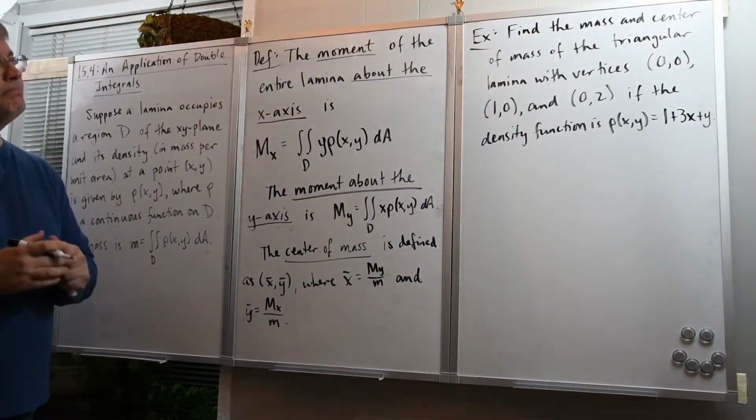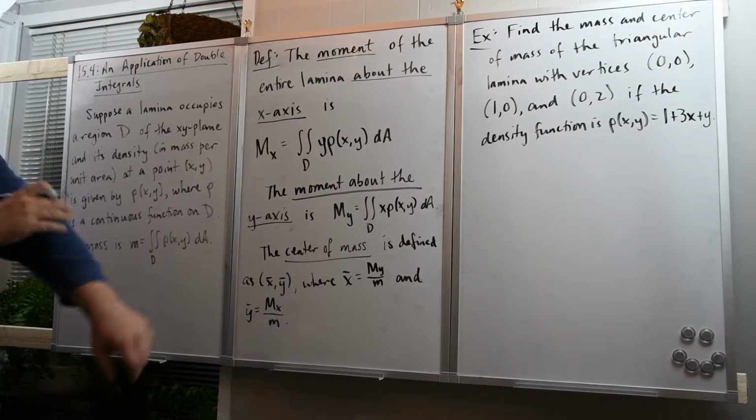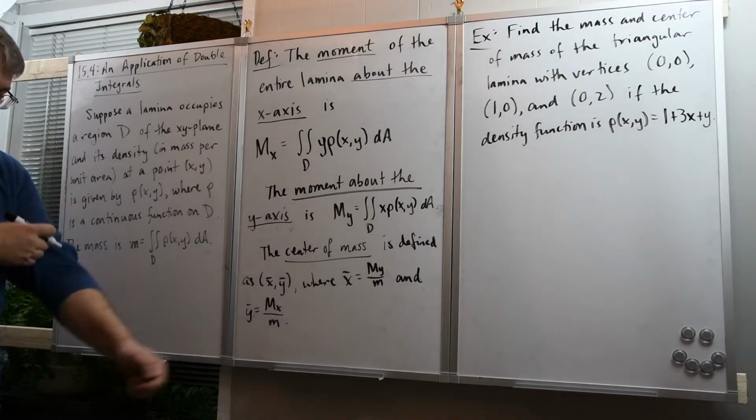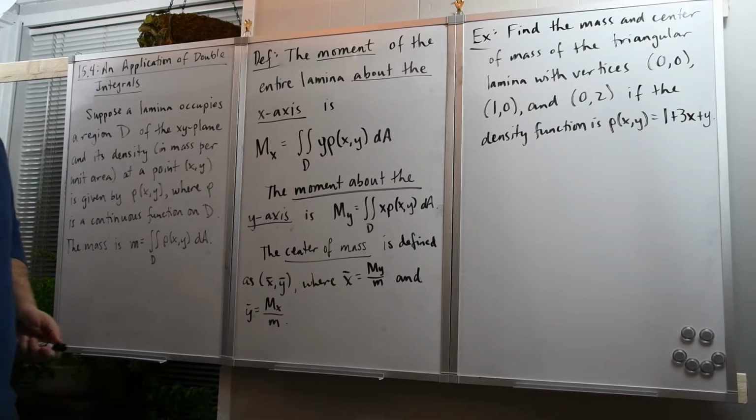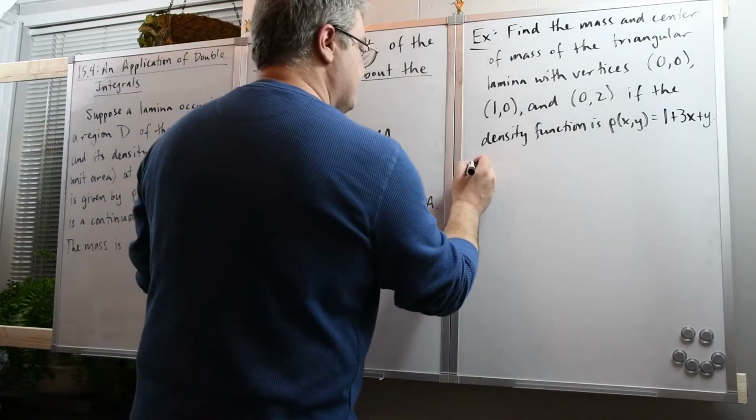All right. So once again, we have these given vertices that will enable us to see what our triangle looks like. In fact, let's go ahead and draw that.